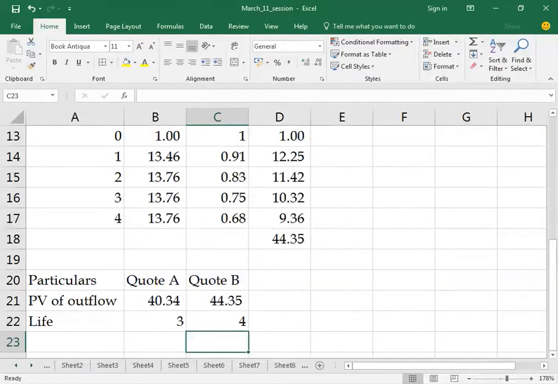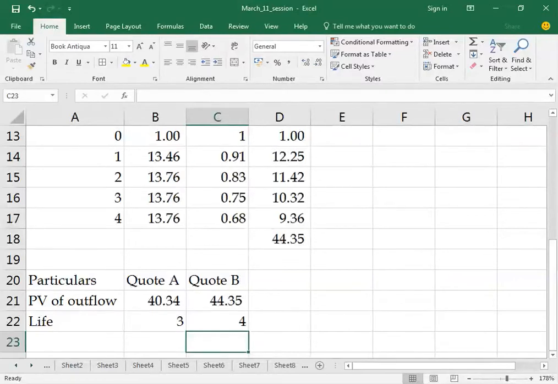Now though code A is lower, it has a life of only 3 years. That means I can use the asset only for a period of 3 years, whereas code B says the life is 4 years. So I'm going to use the asset for 4 years. So it is not that I'm paying less in code A. I'm paying 40 lakhs for 3 years and 44 lakhs for 4 years.